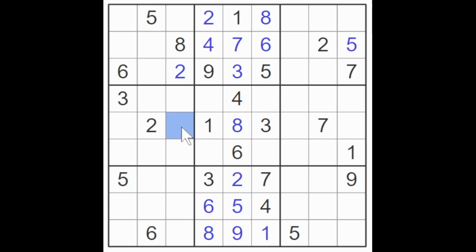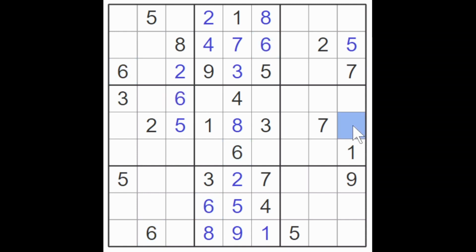And now this cell must be a 5 for the simple reason that this cell and this cell can't be a 5 because of the 5 here and here. And this cell can't be a 5 either because of this 5. So this was an easy 5. This cell must be, I think, a 6. Yes, because this 6 and this 6 and this 6 block all of these cells here, making this a 6.